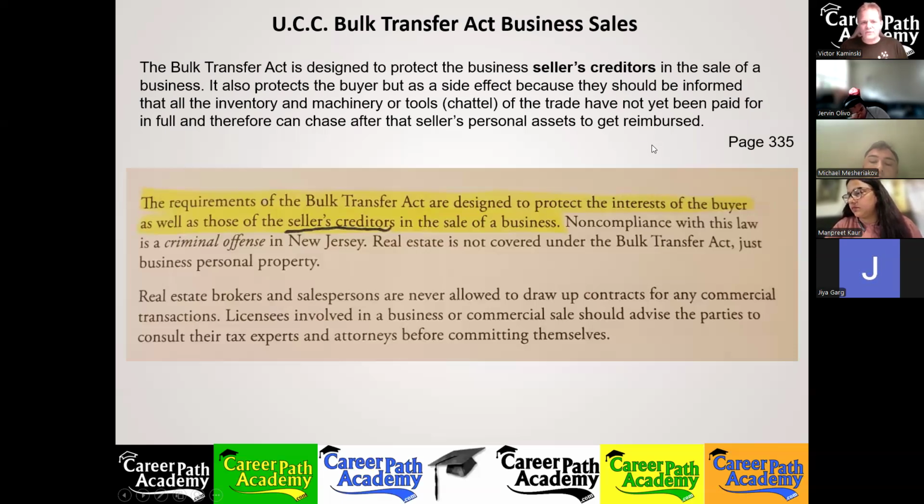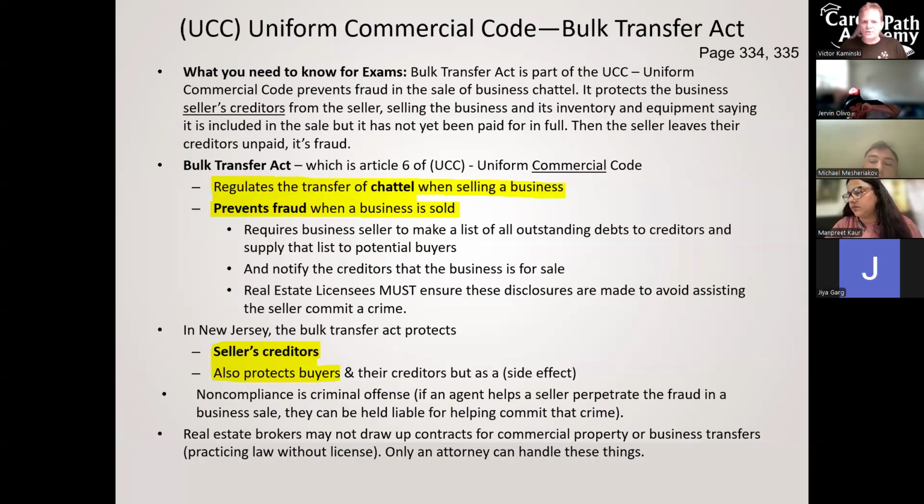It prevents that fraud that can be perpetrated by the business owner. All right, so once again, another slide I put together explaining all this from start to finish here. And it regulates the sale of chattel when selling a business. It prevents fraud when the business is sold. And this is what you're required to do.